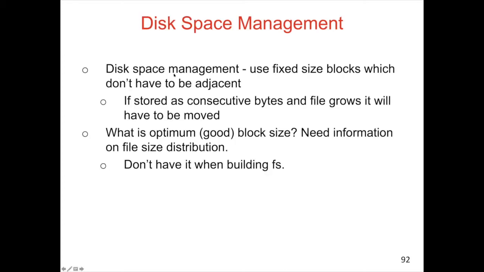For disk space management, we use fixed size blocks which don't have to be adjacent. If stored as consecutive bytes, and a file grows, it will have to be moved. So what is the optimum, that is a good block size? We need information on file size distribution. We don't have it when building the file system.